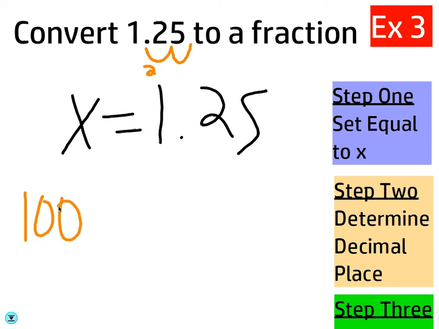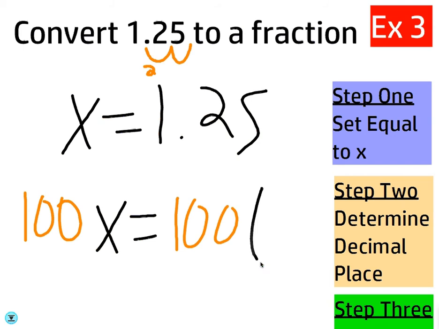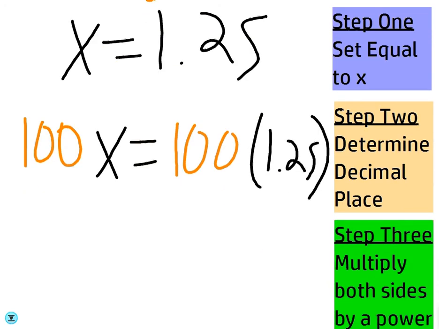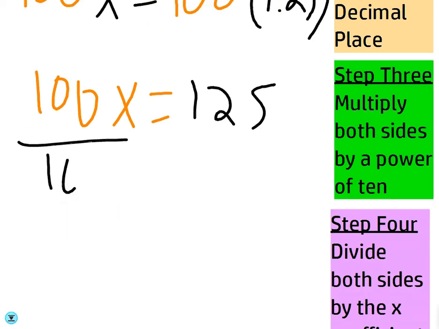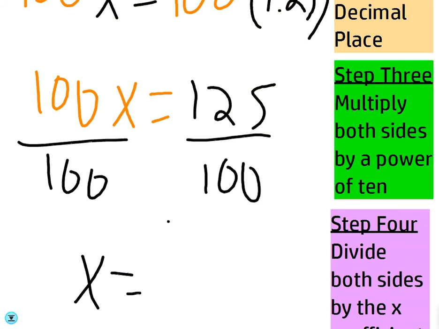Okay. So you get 100x equals 100 times 1.25, which is just going to move the decimal all the way to the right. So you get 100x is equal to 125. Divide both sides by 100. We get x is equal to 125 over 100.